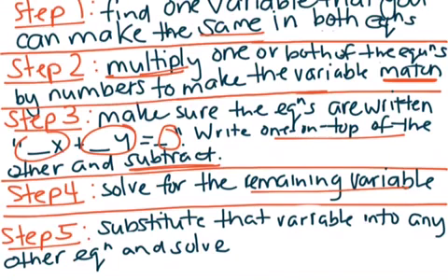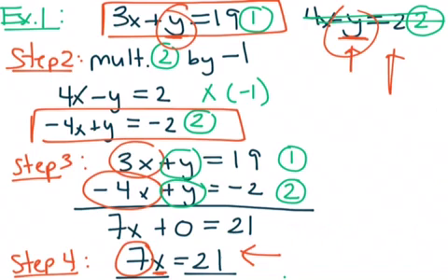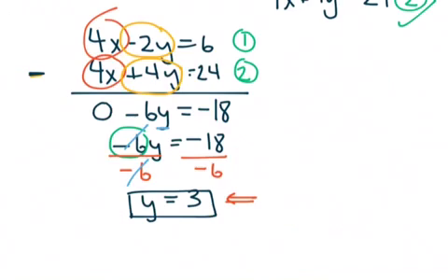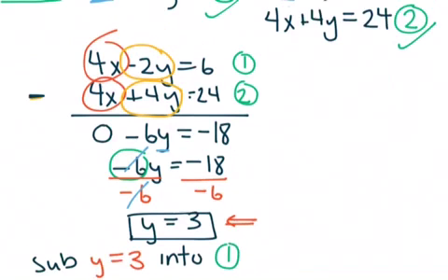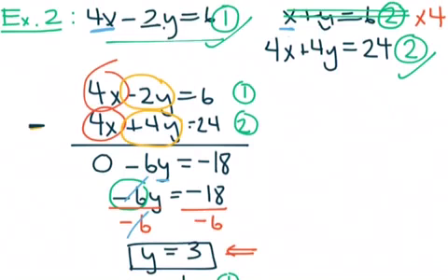Step number 5 says substitute that variable into any other equation and solve. So why don't we sub y equals 3 into, let's say equation, it doesn't matter, let's do equation number 1. So let's just remind ourselves, what is 1? It's 4x minus 2y equals 6. So let's do that. Oops.